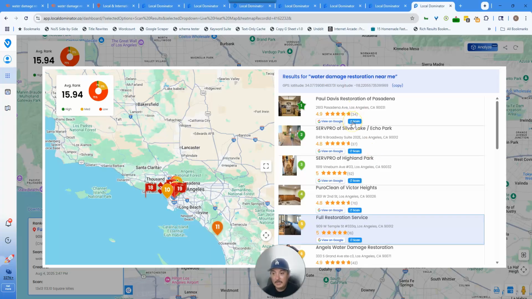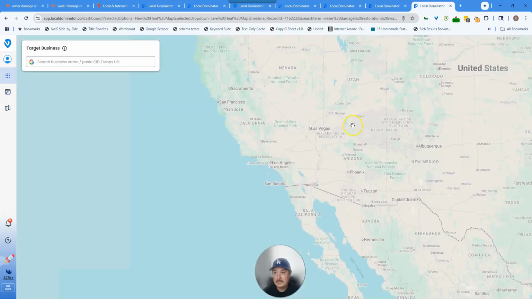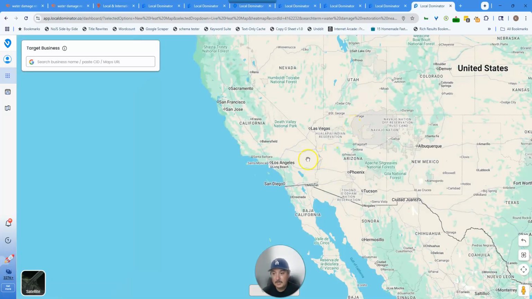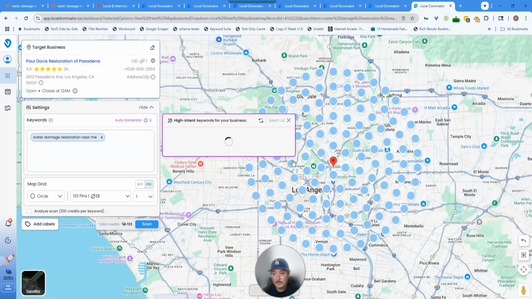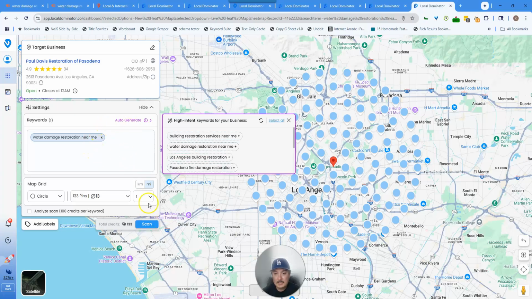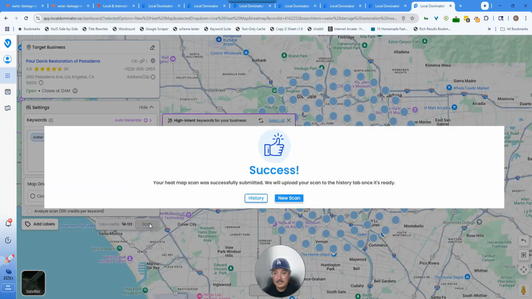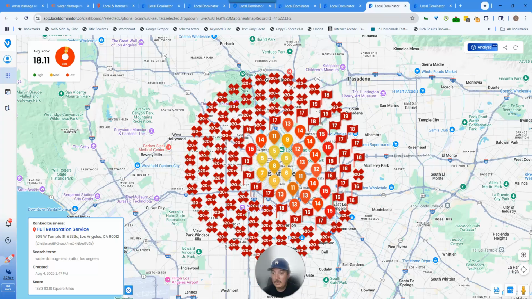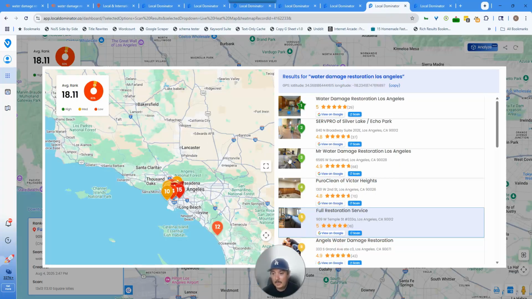You can go ahead and you can do a scan for, here we go, for Paul Davis Restoration, let's go here. Boom, boom, boom. Water damage restoration near me. So now you can do a scan here and see exactly how they're ranking, right? We'll get to that later. So again, a great way to actually get more competitive intelligence on each one of your competitors. You can see what they're doing to rank.